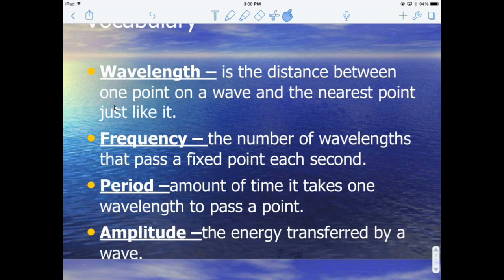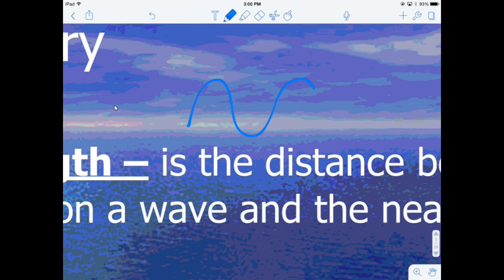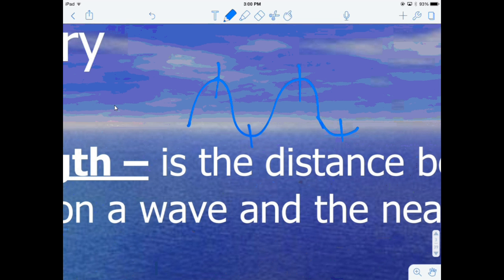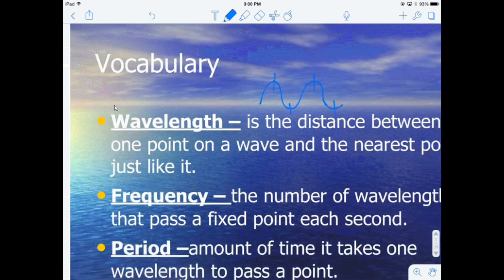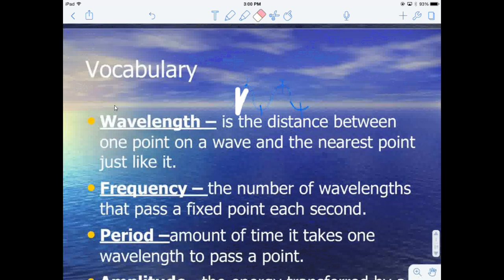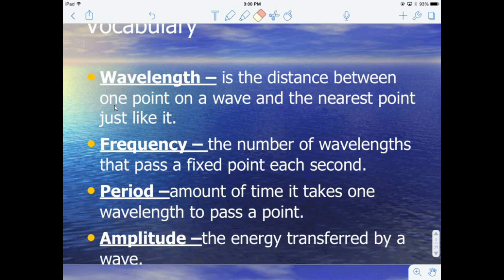Especially wavelength: the distance between one point on a wave and a corresponding point on the wave, one point exactly like it. So if I had a wave that looked like this, the wavelength would be from here to here, or from here to here. That's the wavelength, from one part to a similar part on a wave. That would be a transverse wave, which we'll talk about later.